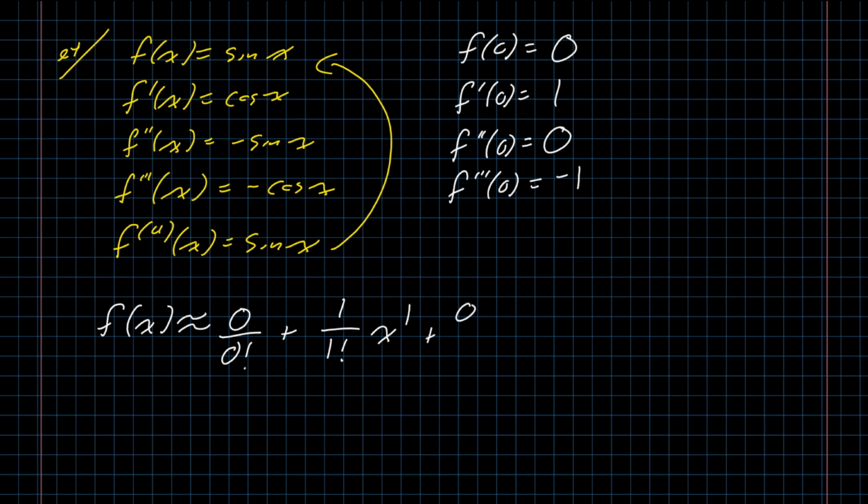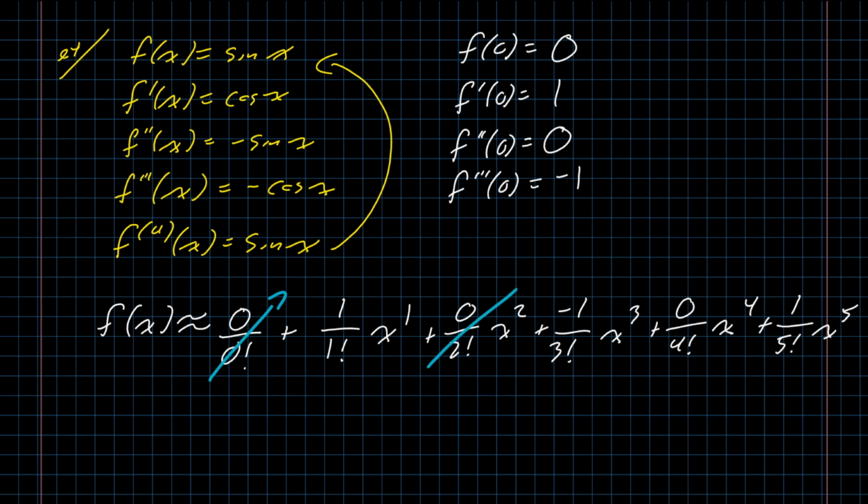And then we have 0 divided by 2 factorial times x squared. We have negative 1 over 3 factorial times x cubed. We have 0 divided by 4 factorial times x to the fourth. We have 1 over 5 factorial times x to the fifth. I think that writing that out makes it a lot more obvious that for the even exponents, we get 0. So we want just odd values.